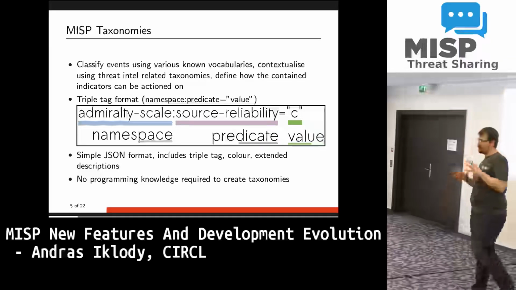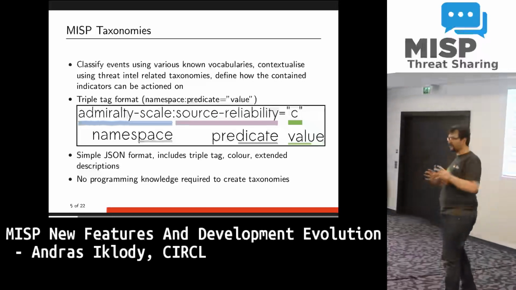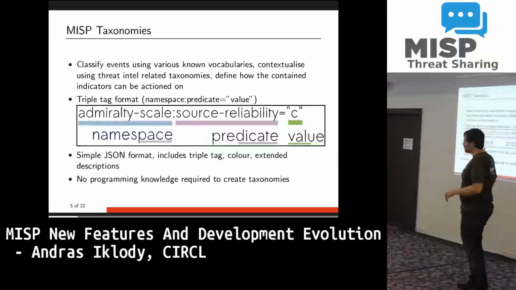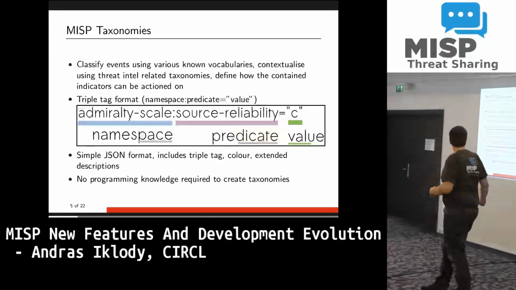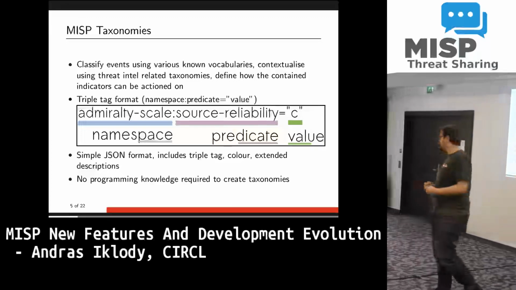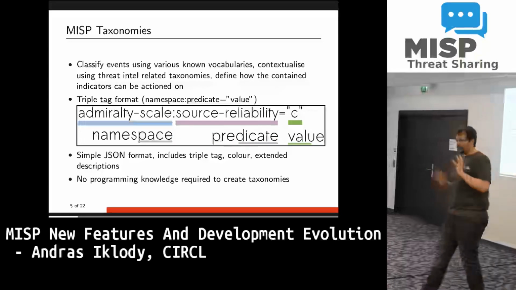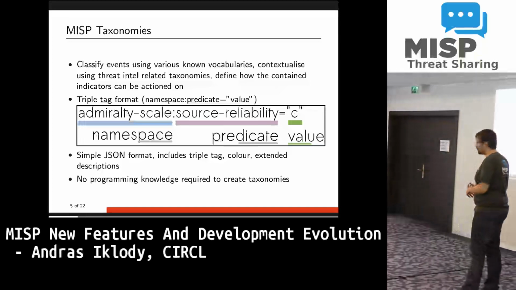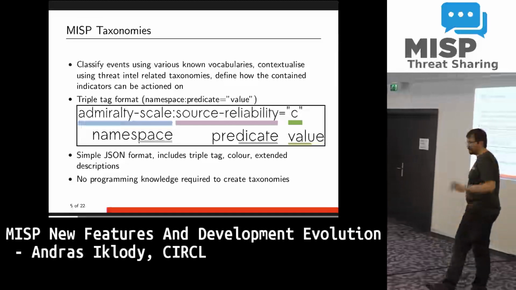So we have this repository of vocabularies now that we call the MISP taxonomies. They're all built up in the same fashion, so they're using a triple tag format that first describes the namespace, so this tells you which vocabulary a tag is from, then a predicate, and then a value. So the structure is very simple, but it's also very versatile, and we have been using it for all sorts of different vocabularies until now.